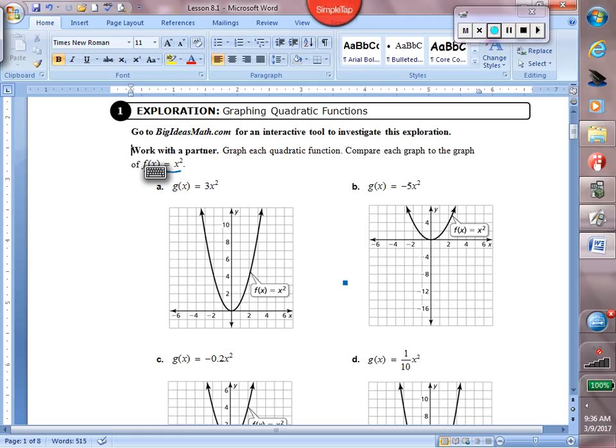Now what we want to see is what happens when we multiply the x squared by 3. How does that change our parabola? How does it change our graph? The easiest way to graph these is if we make a little XY chart.